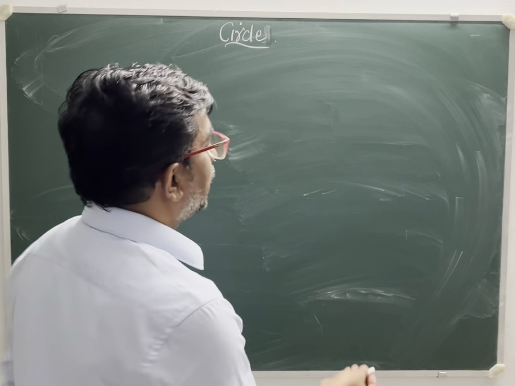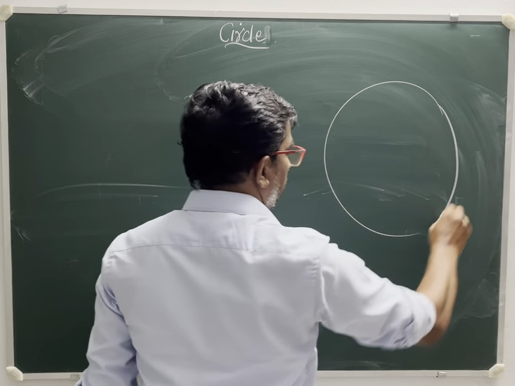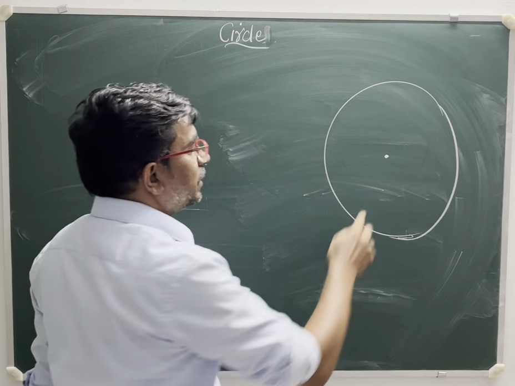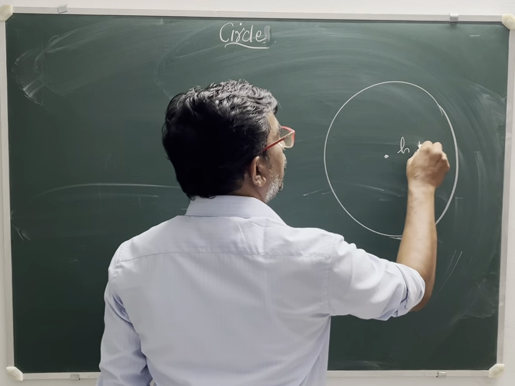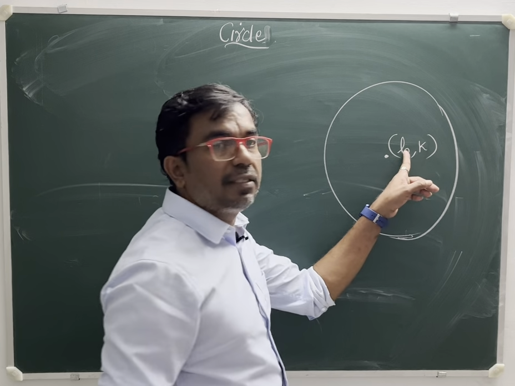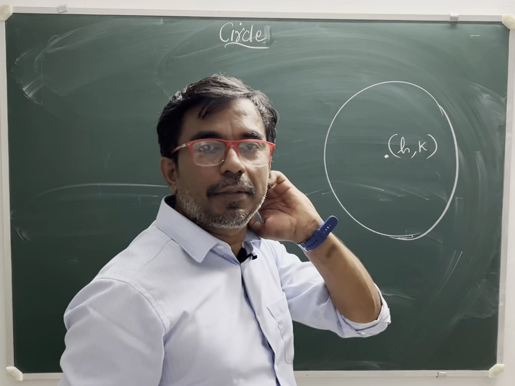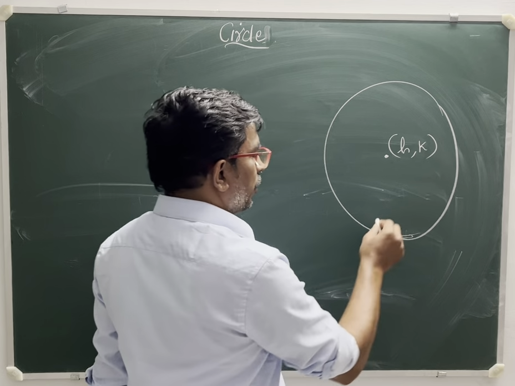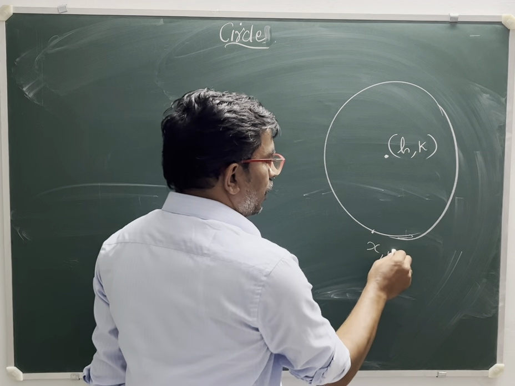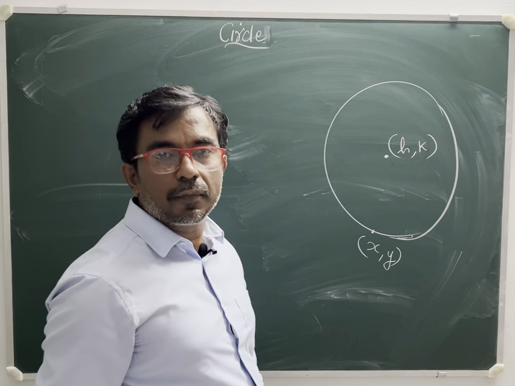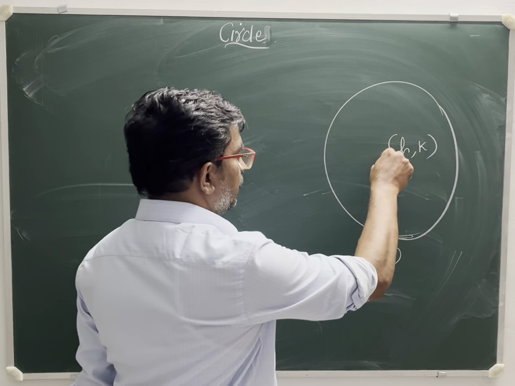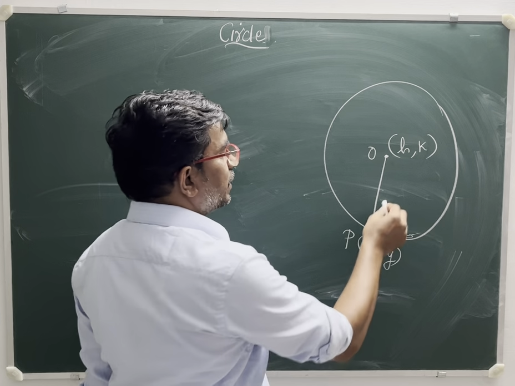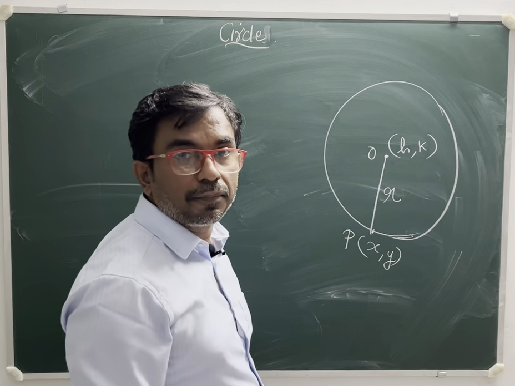Let me draw a circle here, and let me choose the center as this point. Let me name it as h comma k, where the x coordinate is h and the y coordinate is k. They are standard notation. Now choose any point on the circle, an unknown point x, y. If you join the center O with the point P, this is called the radius of the circle.